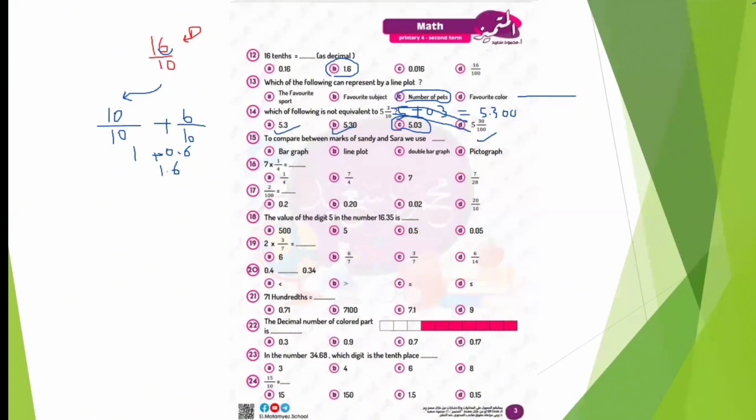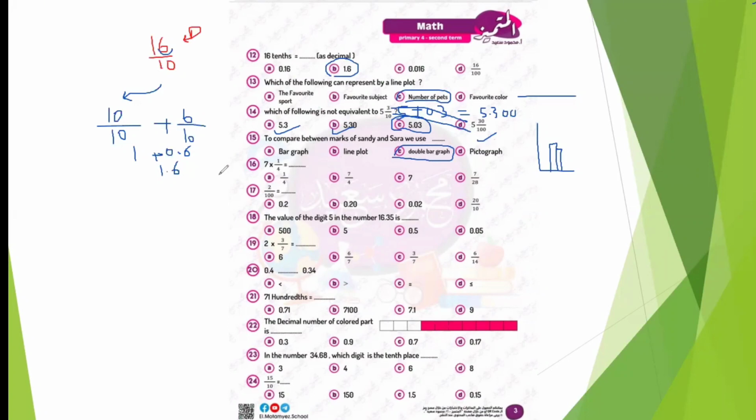15. To compare between marks of Sandy and Sarah, we use bar graph, line plot, or double bar graph, or pictograph. Of course, we will use the bar graph. We will draw two bars, a bar for Sarah and another bar for Sandy to compare their marks.